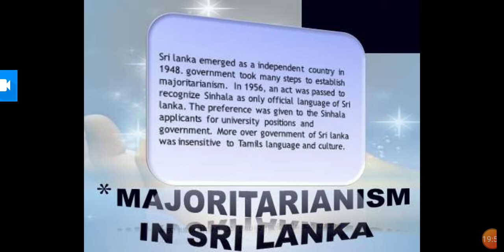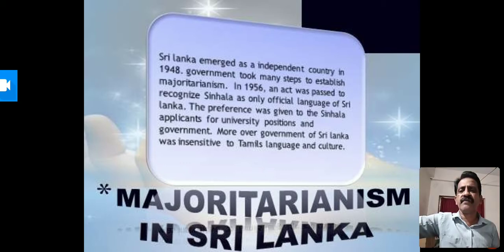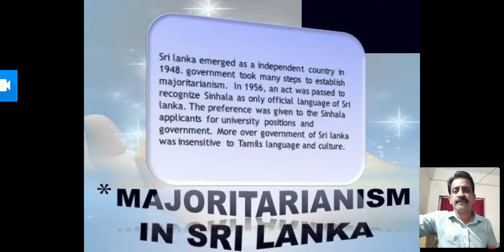Sri Lanka emerged as an independent country in 1948. Remember this from the examination point of view, very important children. The government took many steps to establish majoritarianism. In 1956, an act was passed to recognize Sinhala as the only official language of Sri Lanka.